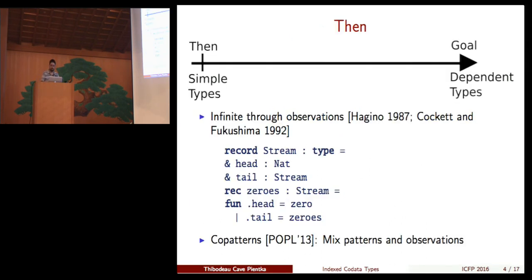Well, there's been work in the past that looked at doing co-induction, doing the infinite, not by thinking through constructors and laziness, but by doing observation. This is some work by Hagino and Cockett and Fukushima, where, for example, a stream is a record with two fields, head and tail, and so to define a particular stream, for example the stream of zeros, it suffices to say what each of those observations means. And then in previous work on copatterns, we could mix patterns and observations; copattern matching gives us some foundation for dealing with simple data types and codata types.